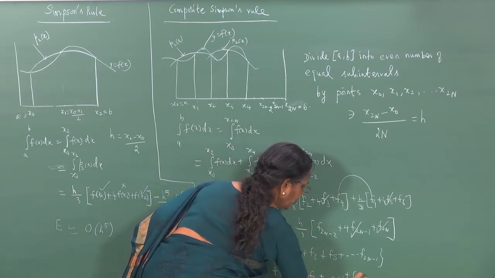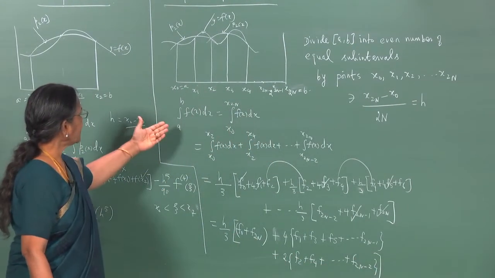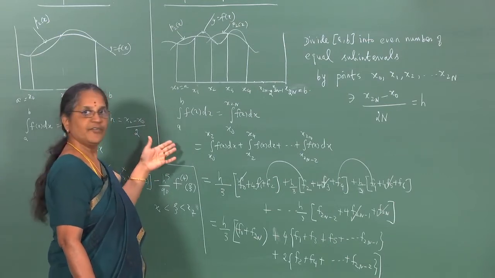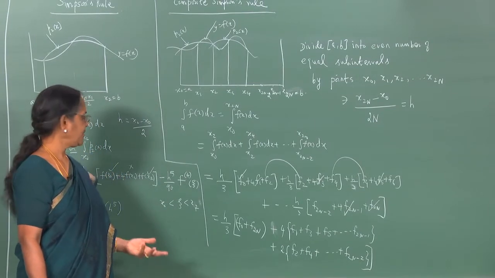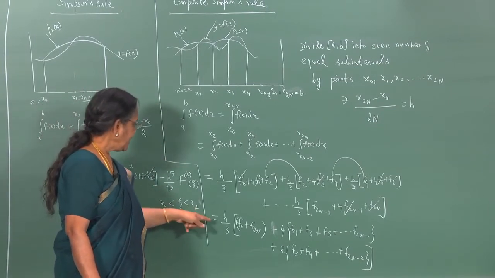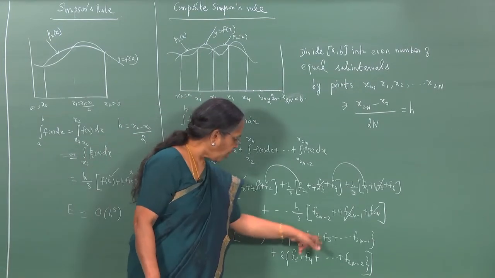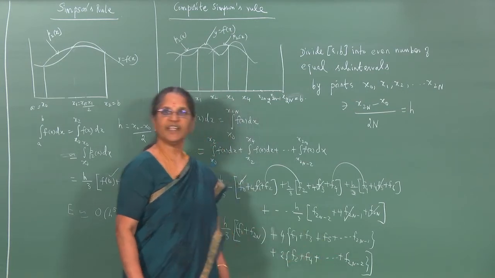plus f2n minus 2. So, I can say that composite Simpson's rule gives you a method for evaluating integral a to b f of x dx approximately, and it is given by h by 3 into the sum of the end ordinates, 4 times the odd suffixed ordinates plus 2 times the even suffixed ordinates.